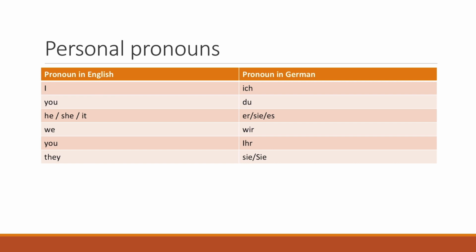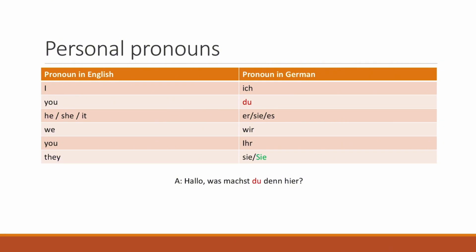Following on, we're going to continue this lesson with the personal pronouns. On the left side, you can see the ones in English, so I, you, he, she, it, we, you, and they. And on the right side, you can see the pronouns in German. And they are ich, du, er, sie, es, wir, ihr, sie, und sie. And in German, there is a very big difference between the formal language and the informal language, as I said earlier.